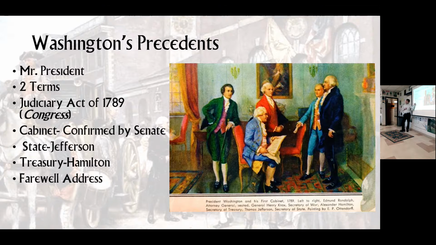In the state, there'll be five department offices. The two we really care about: State Department, he picked Thomas Jefferson. He was going to pick all of these men he saw as the brightest, the most elite, and then he picked Alexander Hamilton, the Secretary of the Treasury.